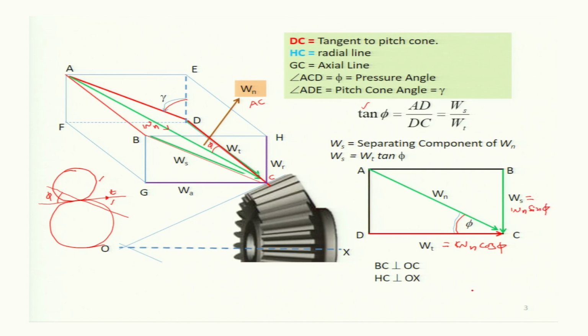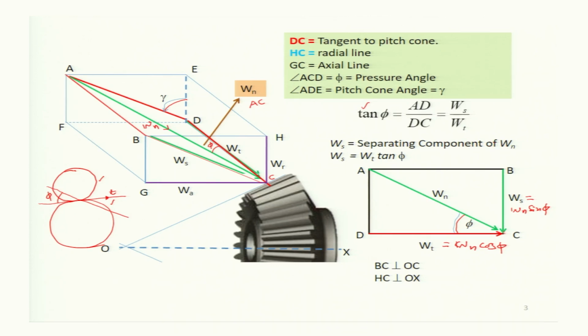Now, what is this Ws? Ws is the direction along which, if the force is acting, it will try to separate the two gear teeth in mesh, and so it is called the separating component of Wn.